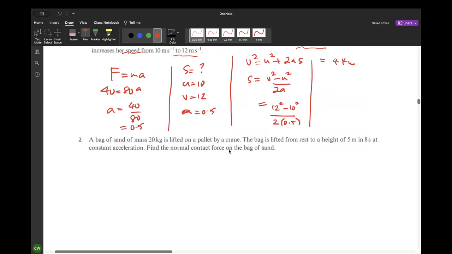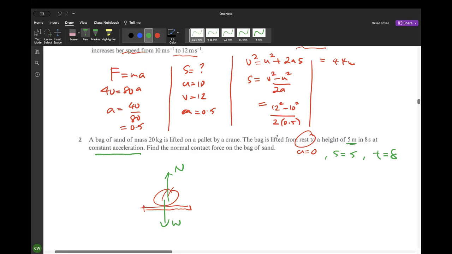The mass is 20. Lift from rest means starting speed 0. Lifted up by a crane. This is sand, pallet, normal reaction force, weight. Distance 5. Time is 8. Constant acceleration.